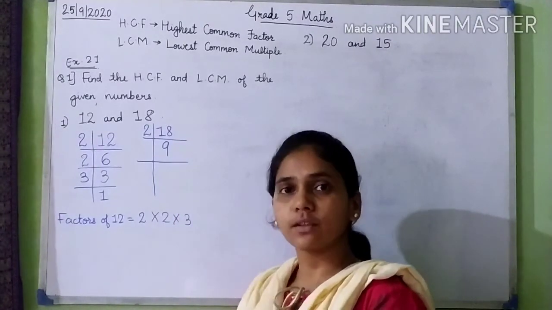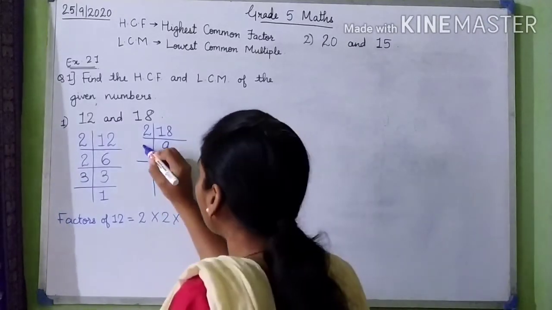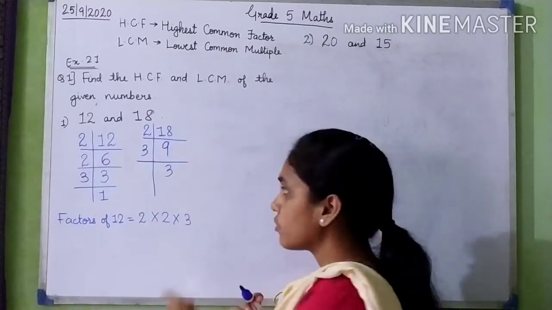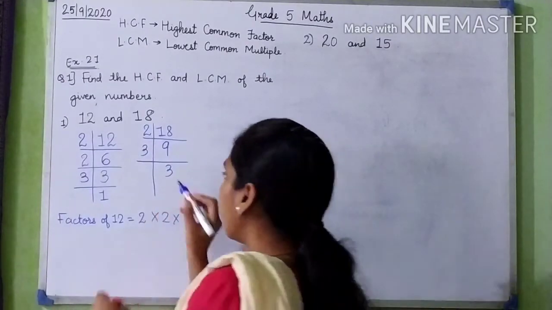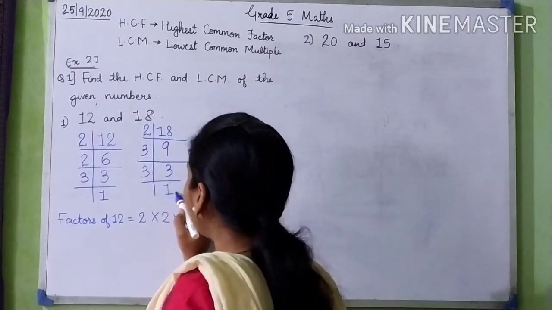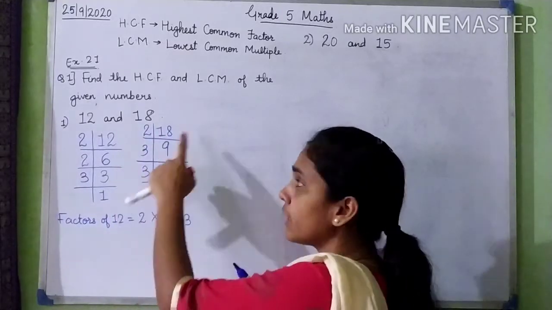After 2 which comes? 3. Can 9 be divided by 3? Yes, we get 3 into 3 as 9. So 3 3s are 9. Now I have got a 3 here. Now this 3 again I will multiply by 3. 3 into 1 is 3. So these are the factors of 18.